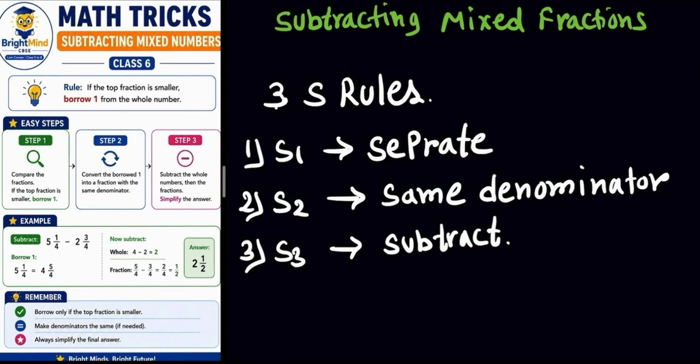Remember the 3S rules. S1: separate the whole numbers and fractions. S2: check for the same denominator. S3: subtract the whole numbers and fractions. If the fraction on top is smaller, then borrow 1 from the whole number. So let's take an example.